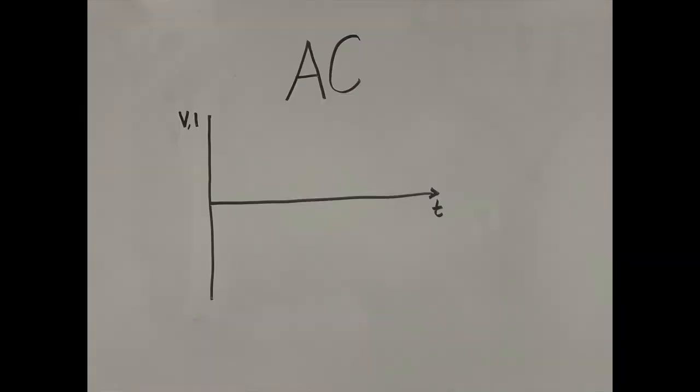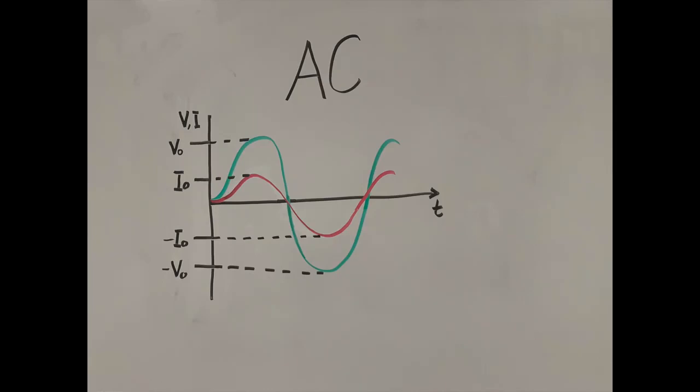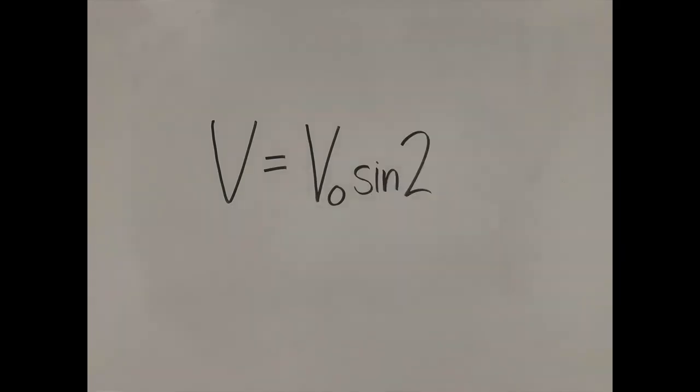This second graph represents AC current. The voltage is constantly changing, and the current is also constantly changing. V naught is represented here as the peak voltage, and I naught is represented here as the peak current. This second graph can be represented by the equation V equals V naught sine 2 pi ft, where V is the voltage at time t, V naught is the peak voltage, and f is the frequency in hertz.